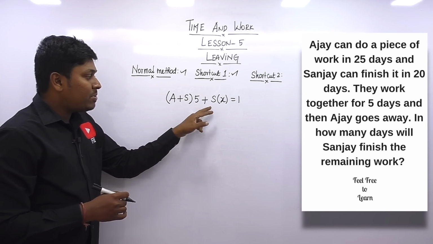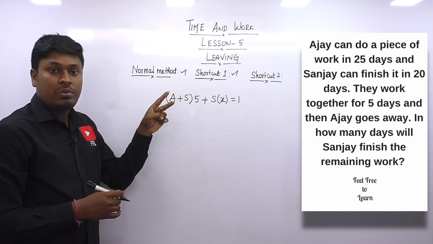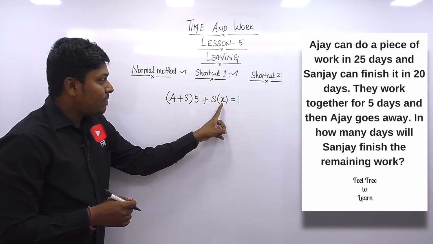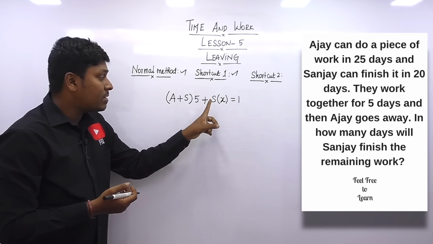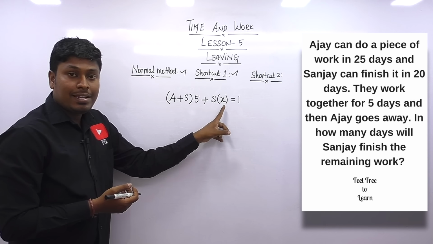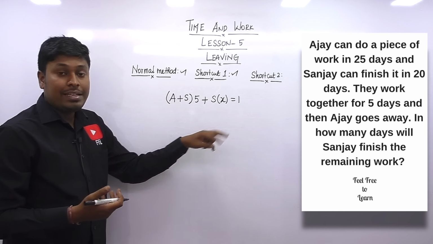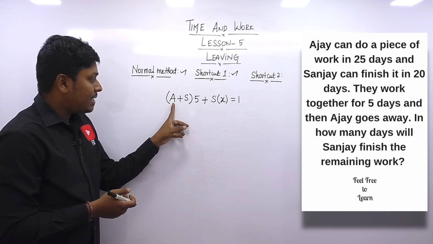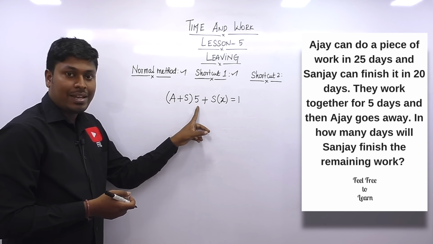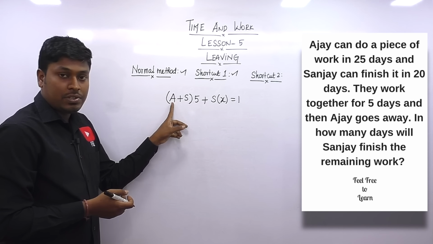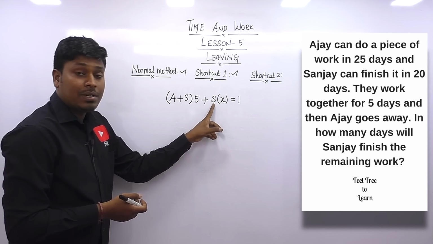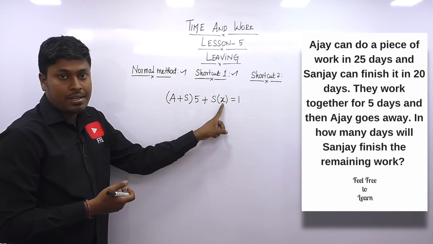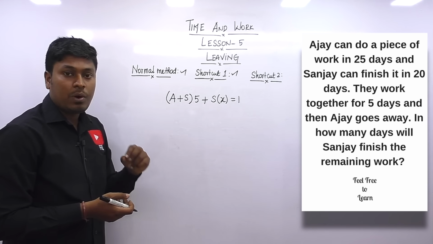Can you see the difference between the previous 2 questions' shortcut method and this question's shortcut method? Here we have assumed X. Why? Because we don't know how many days Sanjay took to do the remaining job. In the previous question, all the data was directly given. So Ajay and Sanjay first worked for 5 days, then Ajay left the job, and the remaining work was done by Sanjay alone, but we don't know how many days Sanjay worked. So our target is to find the value of X.